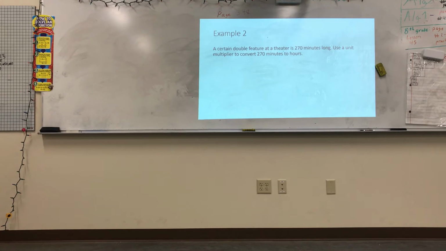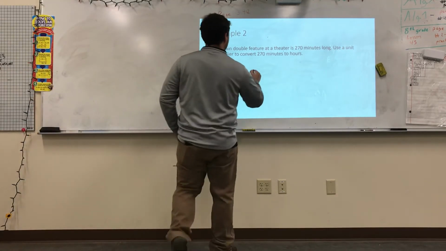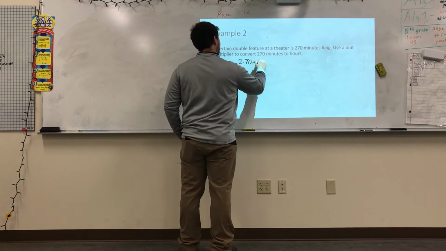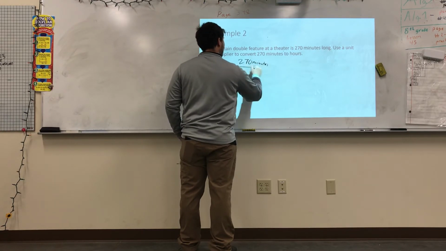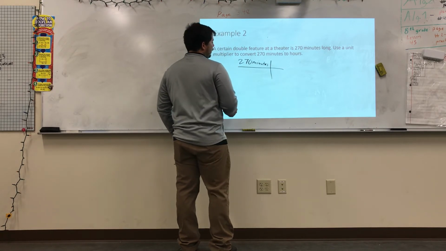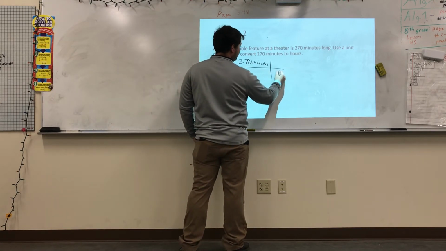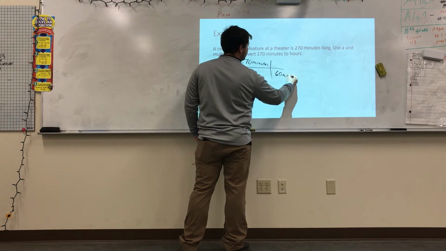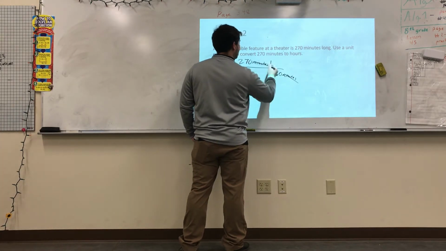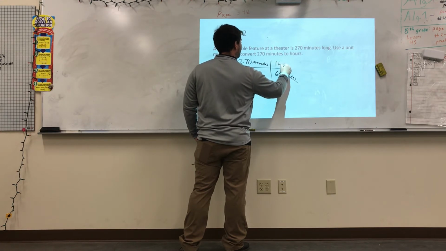Alright, a certain double feature movie is 270 minutes long. Use a unit multiplier to convert 270 minutes to hours. Okay, so we have 270 minutes. Now we need to know how many hours. Well, we need to know how many minutes are in an hour. Also, we've got to decide which way we're going to write it. Well, I'm going to go 60 minutes, because then my minutes cross out, and this is 1 hour.